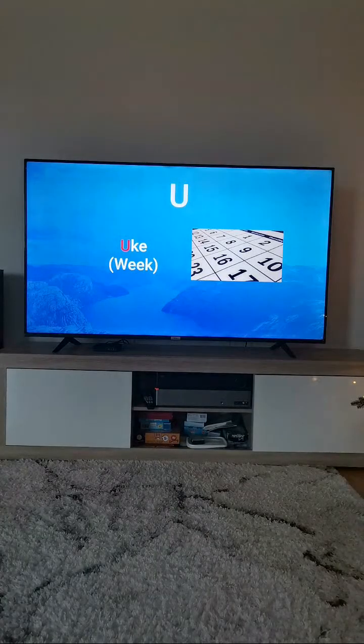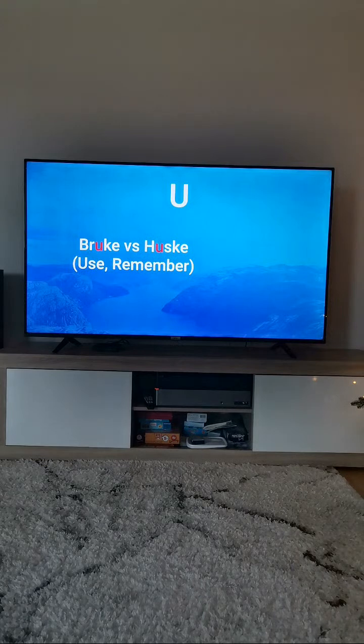T, te. This word actually sounds just like the letter itself, which is very similar to English, I guess, because if you say T, it means both tea and the letter T. So yeah, this is just te. When you see the letters ET in Norwegian, the T may be silent. And some examples of that are huset, det. U, uke. An example of a long versus a short U is bruke, huske.